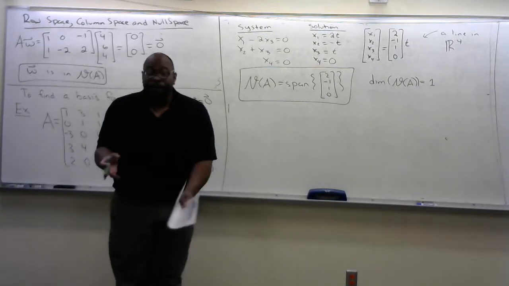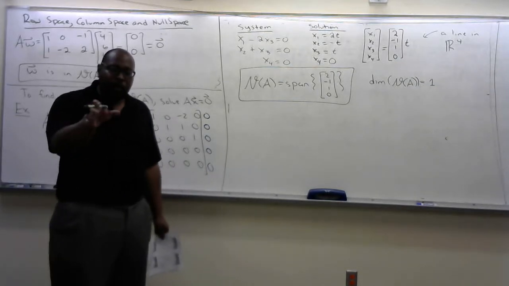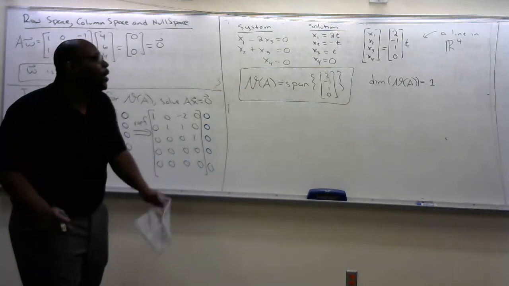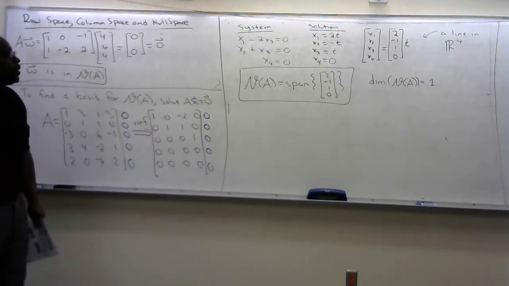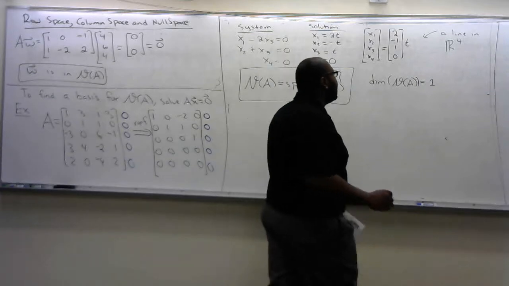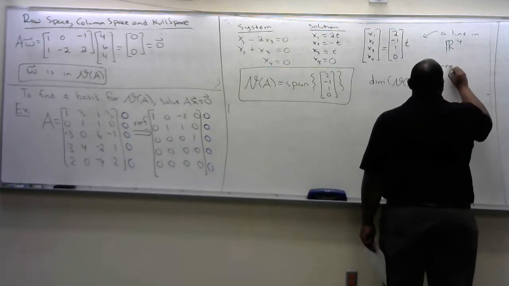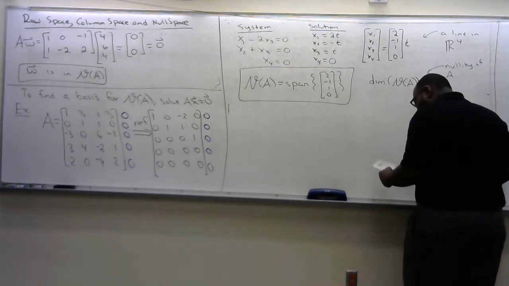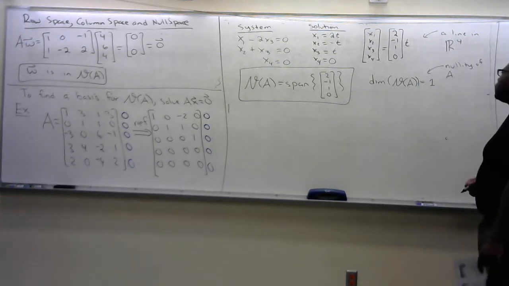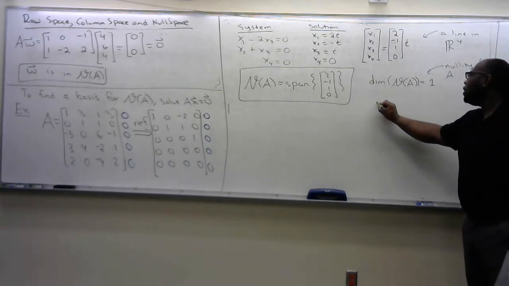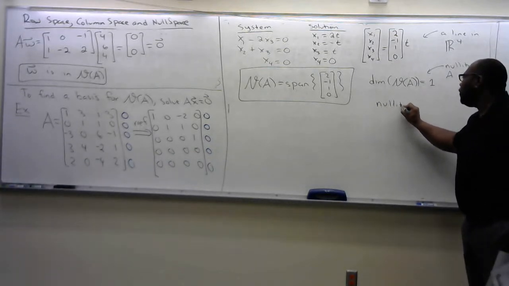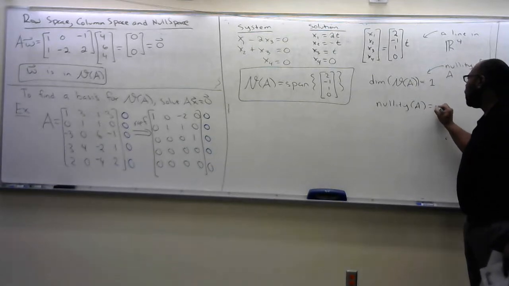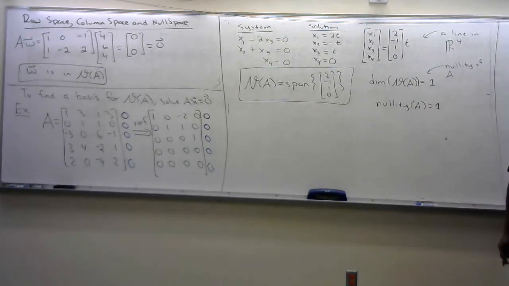Now, there is a name. Just like the row space and the column space dimension had a name, which was the rank, the null space also has a name, which we call the nullity. So you'll write it out like this: nullity of A is equal to 1. So that's pretty neat.